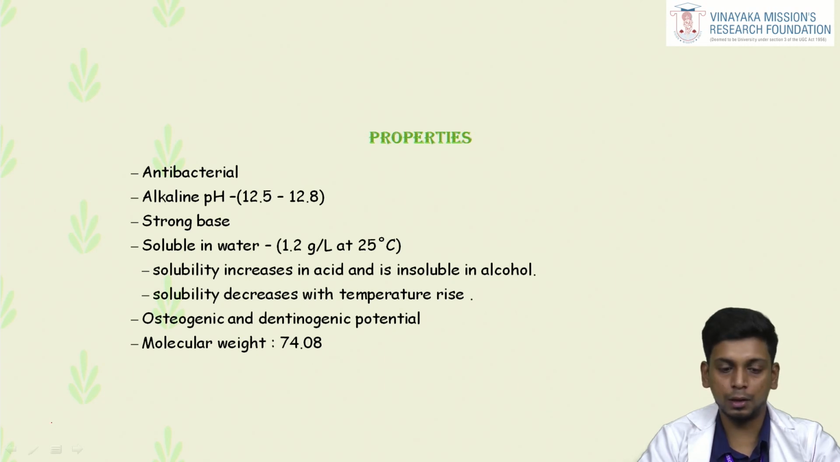Moving on to the properties of calcium hydroxide, it is antibacterial. It has a high alkaline pH around the range of 12.5 to 12.8. It is a strong base. It is soluble in water. The solubility increases in acid and it is insoluble in alcohol. The solubility decreases with rise in temperature, which is important. And the osteogenic and dentinogenic potential is very high. It has a molecular weight of around 74.